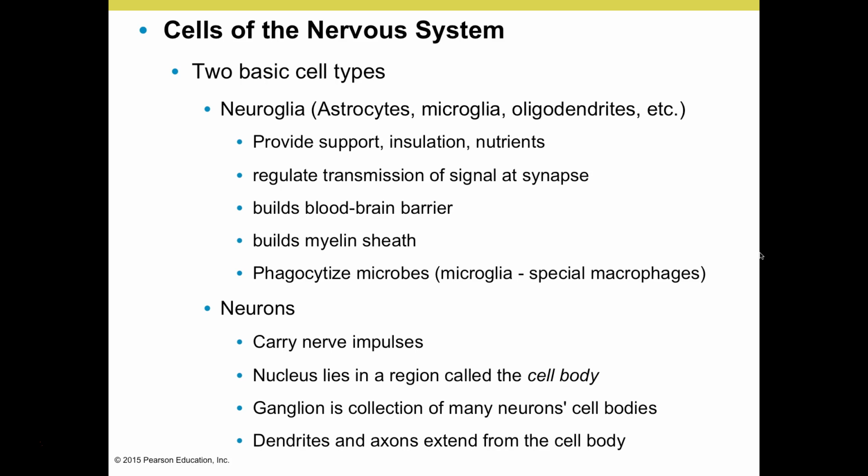The cells of the nervous system, there's two basic cell types, that is the neuroglia and the neurons. The neuroglia provide support, they regulate transmissions. They also build the blood-brain barrier, the myelin sheaths, and they also phagocytize microbes. These are your microglia. They are special macrophages. The neurons carry nerve impulses.